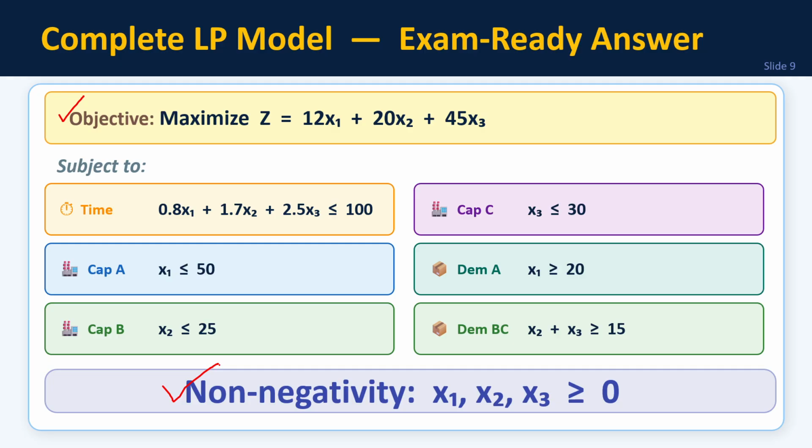Okay, so let's quickly revise the steps. First of all, we have to decide the decision variables, we have to define them, then we are going to write down the objective function, then we are going to add the constraints, then the non-negativity. Okay, so this is the standard method of formulation.